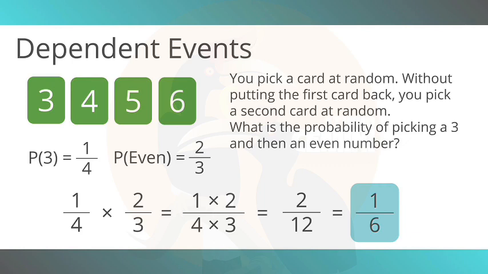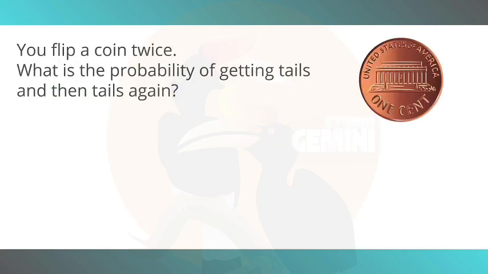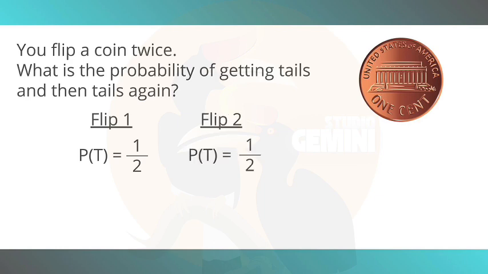Let's try some more examples. You flip a coin twice. What is the probability of getting tails and then tails again? To find the probability of these events happening together, we need to calculate the product of their individual probabilities. The probability of flipping tails is 1 over 2, since there is only one way to flip tails and there are 2 possible outcomes. The second coin flip is also 1 over 2, since the first coin flip has no impact on the set of outcomes. Multiple coin flips are independent events.